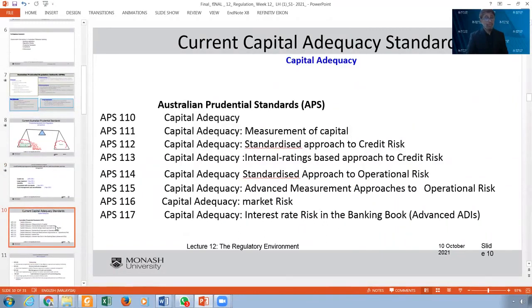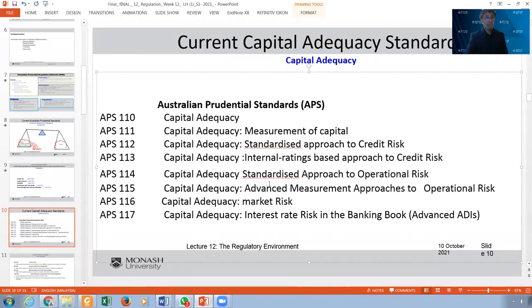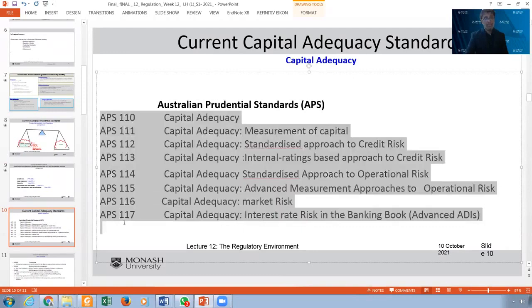I think in week 11 we talked about capital. We talked about capital adequacy, the measurements, the standardized model and non-standardized model, advanced models, and the measurement approach to operational risk. At least this is what you will find in the recording. Therefore, if you look at Australia, APS 110 to 117 covers the capital.